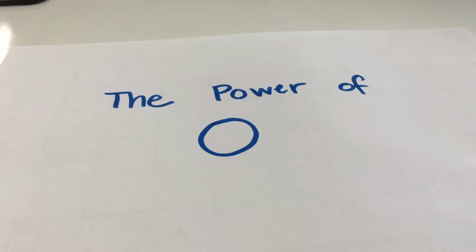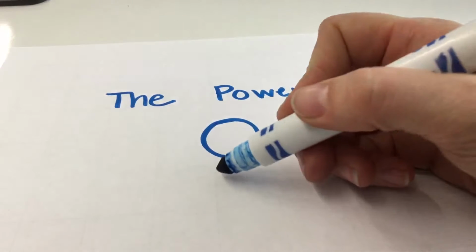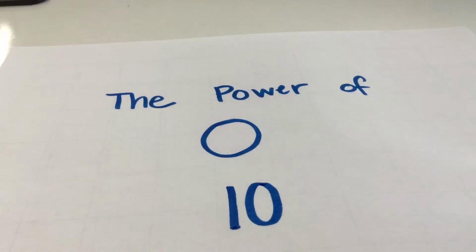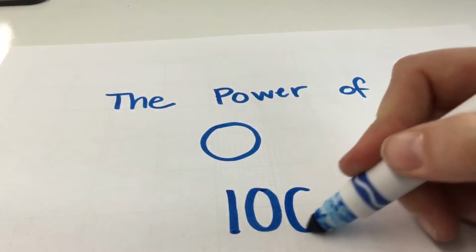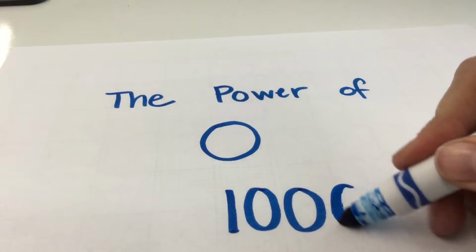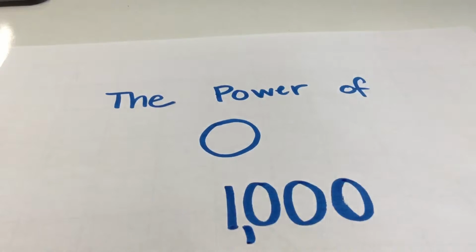Today's lesson is called the power of zero. Many of you have noticed that you can add 0 to a number and it suddenly becomes a bigger number. So if you have 1 and you add a 0 to it, you have 10. If you have 10 and you add a 0 to it, it becomes 100, and so forth. One more 0 and now you have 1,000.